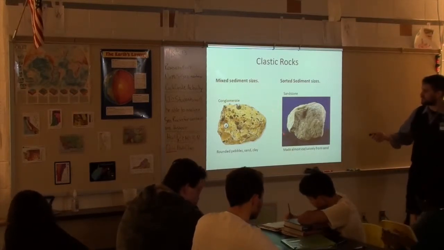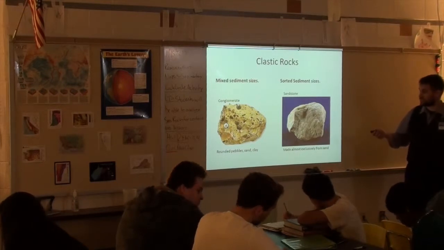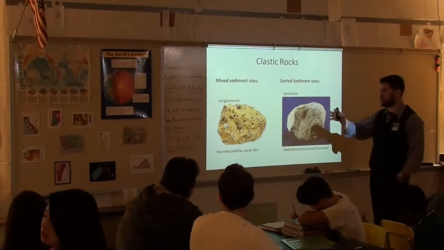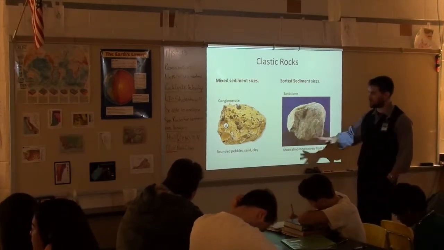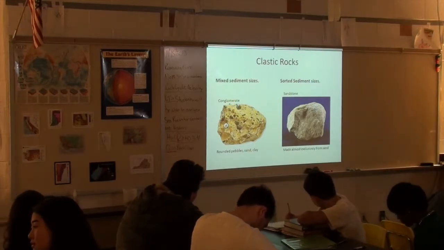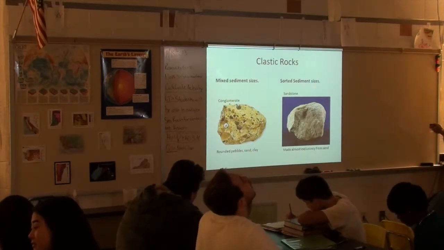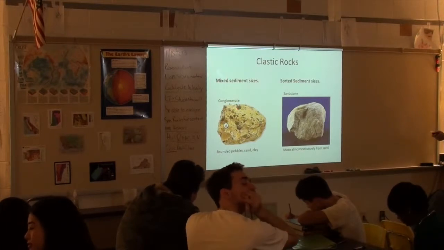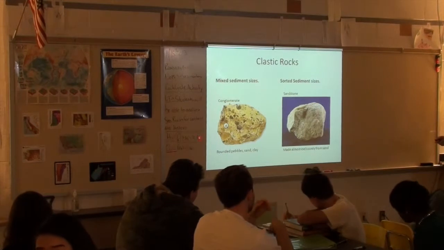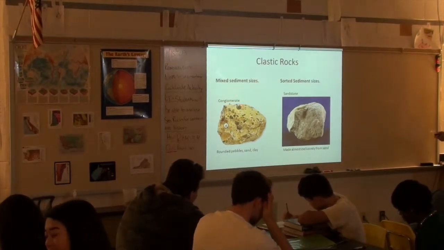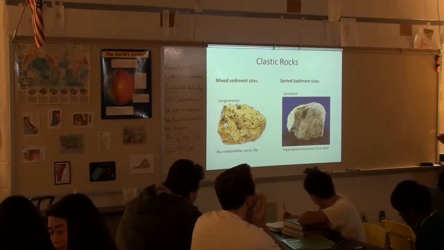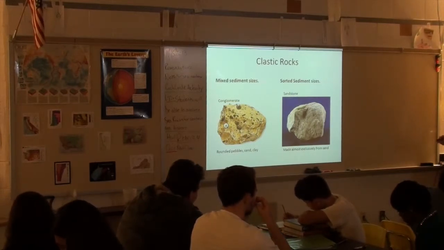You could actually see where it's cemented. Yeah, so it's like the siltstone, sandstone, it's all mixed together. All different sizes of pebbles, rocks. Mixed sediment sizes, okay. That's these conglomerates where you have bigger pebbles, pieces of sand, you've got a lot of mud in the matrix. It's all mixed up, all different sizes.